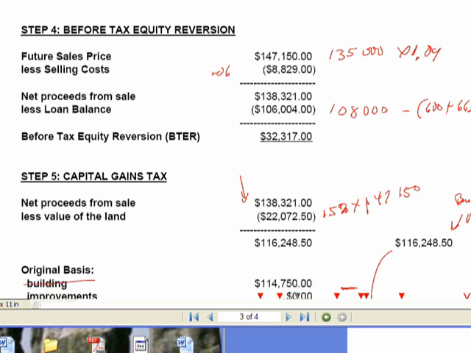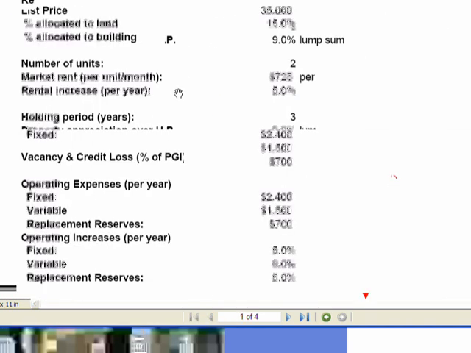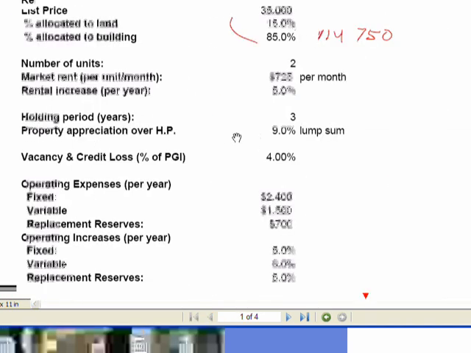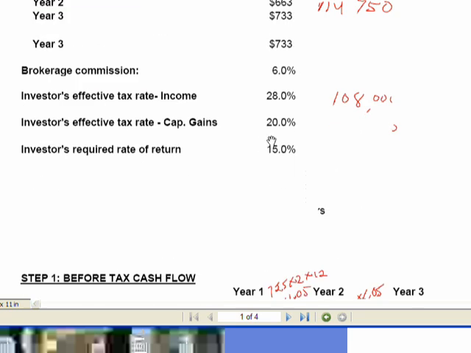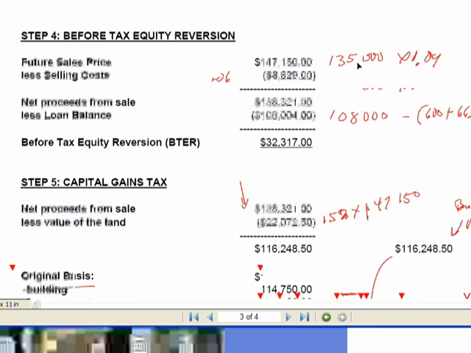And again, remember, right now we're at the end of the third year. It's a third-year holding period, and the assumption is at the end of the third year, we're going to sell the property. And the assumption for the sale of the property was it's going to increase 9% lump sum over the 3-year holding period. And just to prove it, remember the property appreciation over the holding period was 9% lump sum. So in other words, we're going to sell the property for 9% more than we purchased the property.